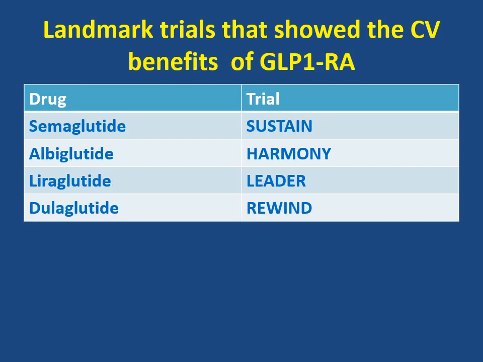What are the landmark trials that showed the cardiovascular benefits of glucagon-like peptide 1 receptor agonists? The first trial is the SUSTAIN trial, which showed the benefit of semaglutide. The second trial is the HARMONY trial, which showed the benefit of albiglutide. The LEADER trial, which showed the benefit of liraglutide. And finally, the REWIND trial, which showed the benefit of dulaglutide.